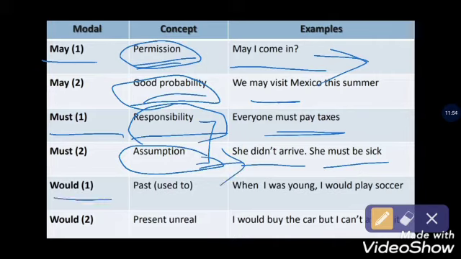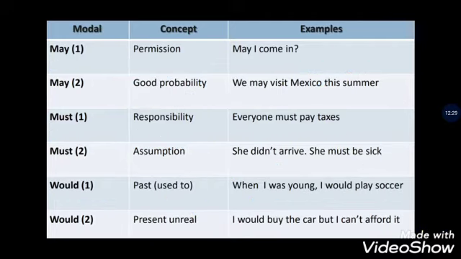The next word is would, and it's used for the past as well as the present unreal. Unreal means that it's not confirmed, that we don't know, that it's imagination. For example, when I was young I would play cricket. Here we talk about the past. And then, I would buy a car but I can't afford it.